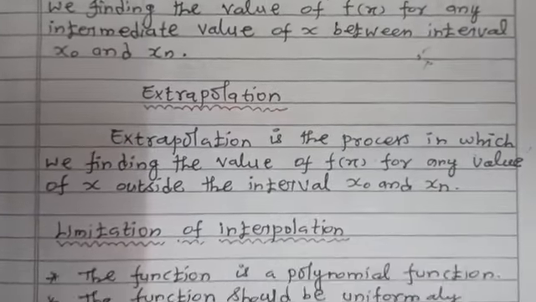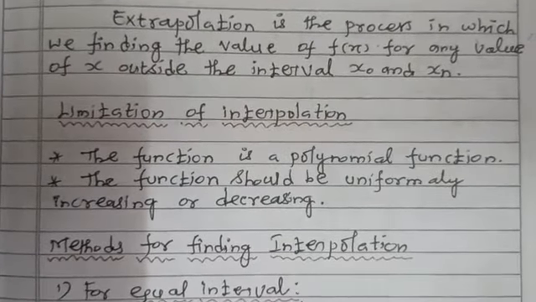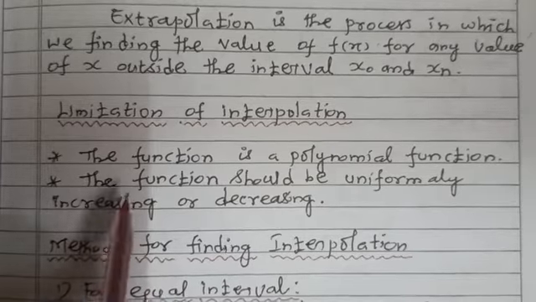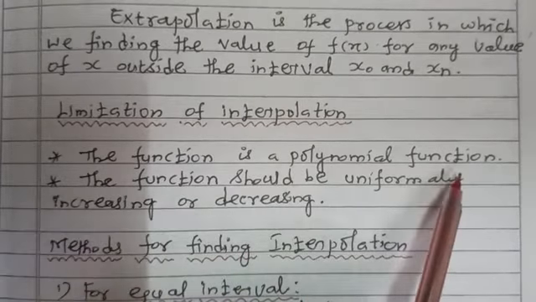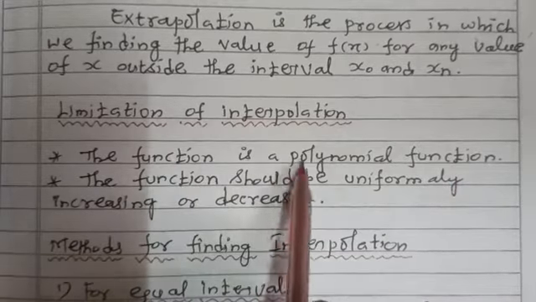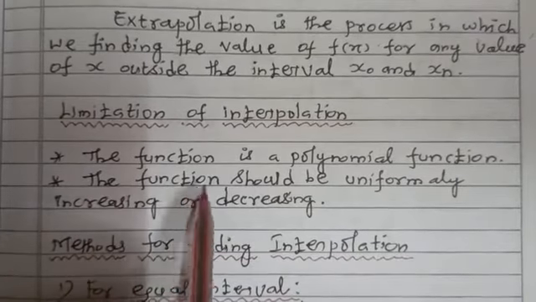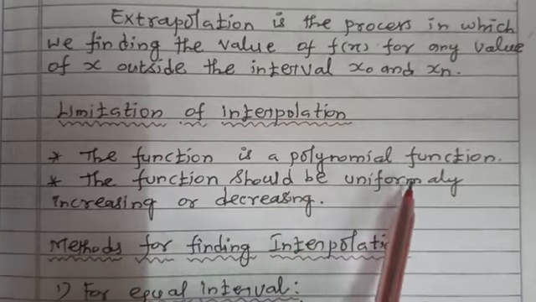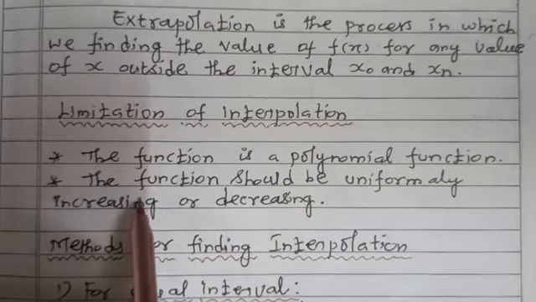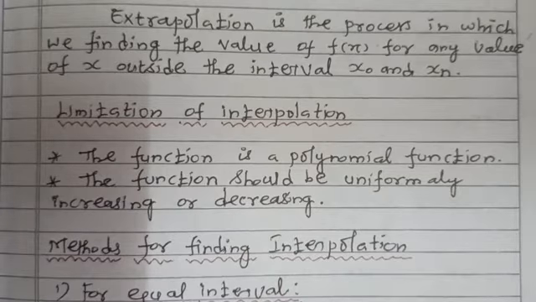Next topic, limitations of interpolation. There are two limitations. First we have to satisfy that the given function is a polynomial function, and second, the given function should be uniformly increasing or decreasing.